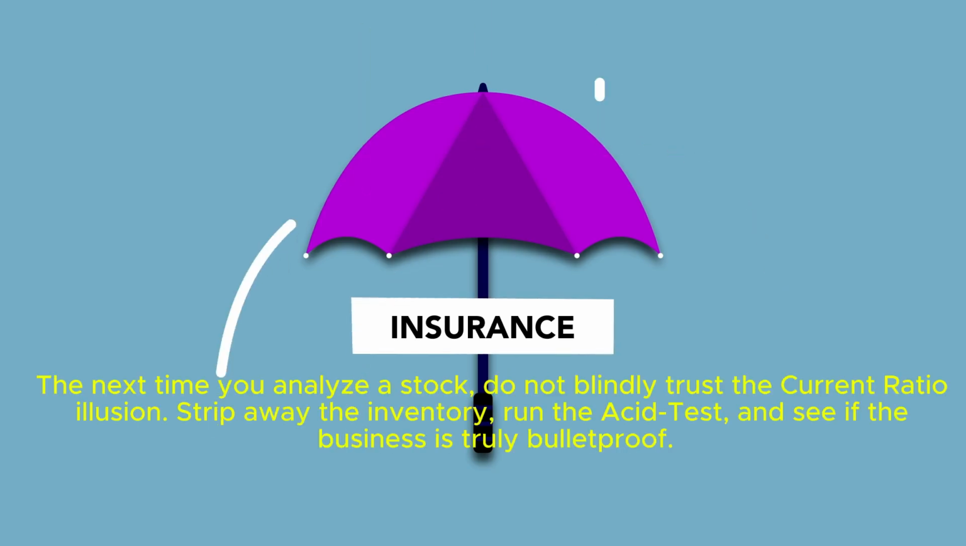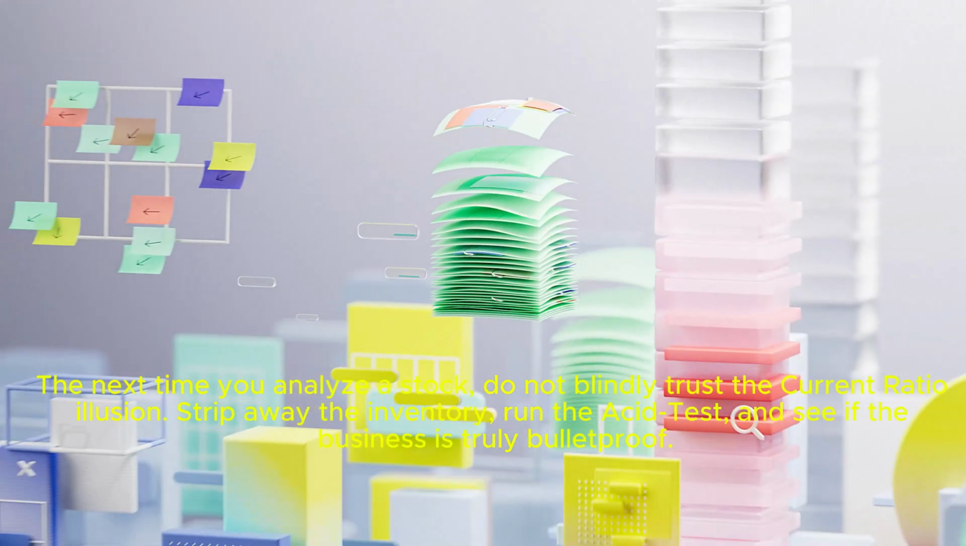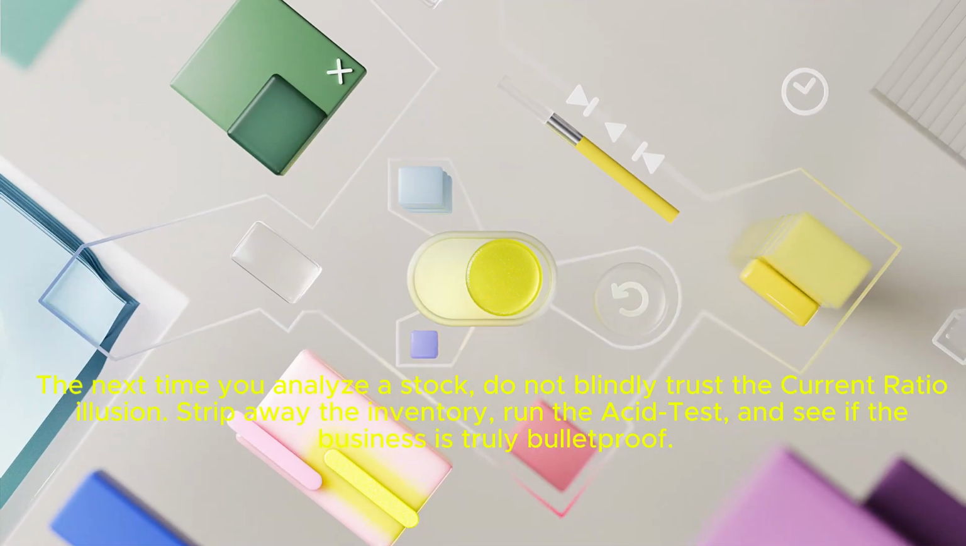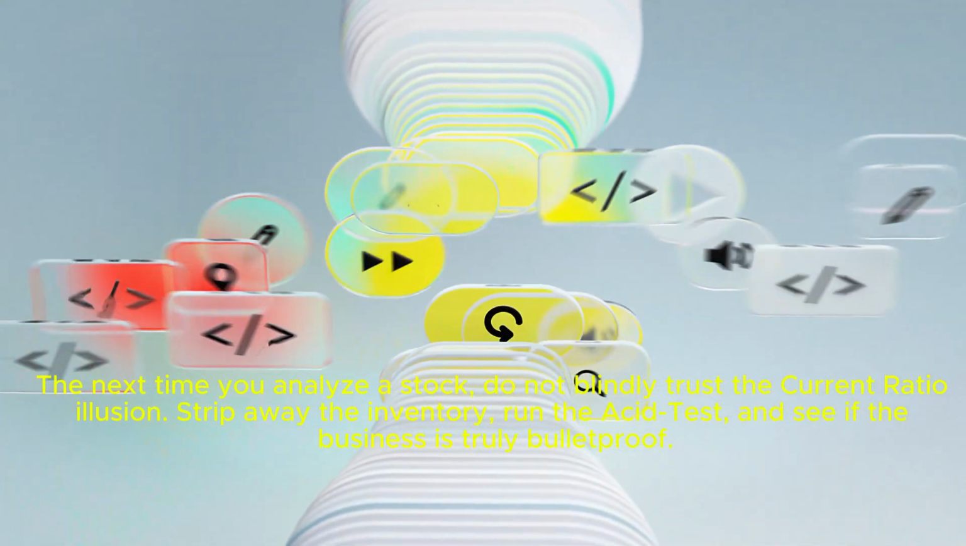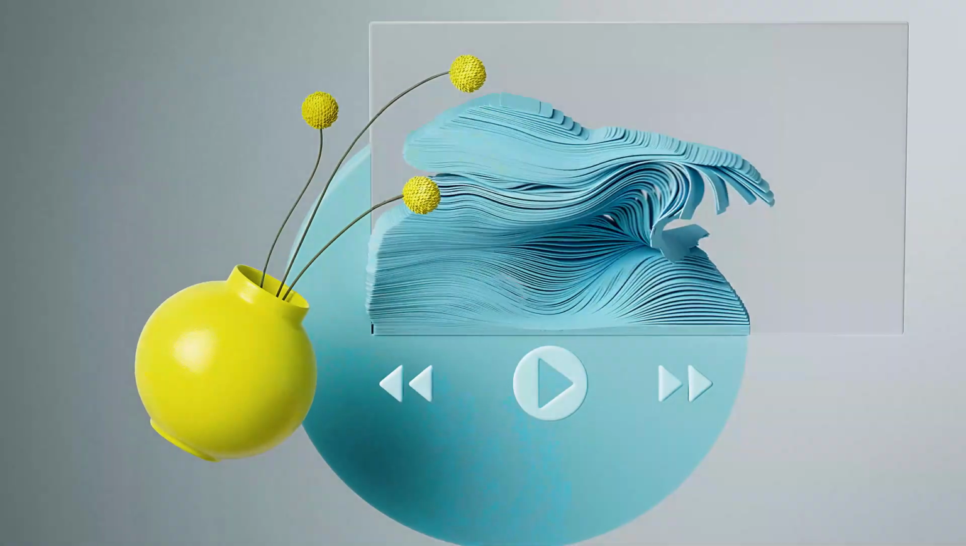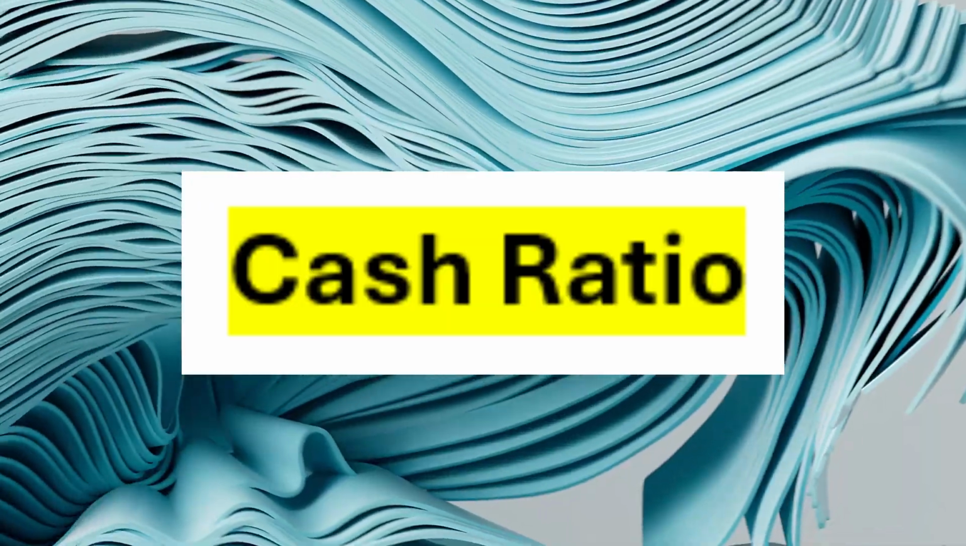The next time you analyze a stock, do not blindly trust the current ratio illusion. Strip away the inventory, run the acid test, and see if the business is truly bulletproof. In our next financial breakdown, we are going to push liquidity to the absolute extreme and dissect the cash ratio.